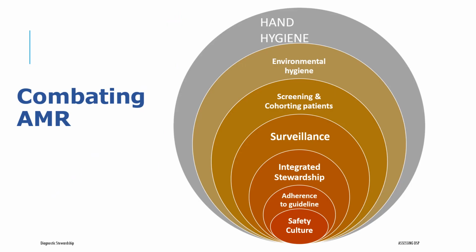Now, how to combat the AMR? There are various strategies. The most important is hand hygiene, then environmental hygiene, equally important as hand hygiene, then screening and cohorting of the patients for infectious diseases, then surveillance of the patient, integrated stewardship, that is diagnostic stewardship, infection control stewardship, and antimicrobial stewardship, then adherence to the guidelines and safety culture. So these are the different strategies that should be used to combat the AMR.